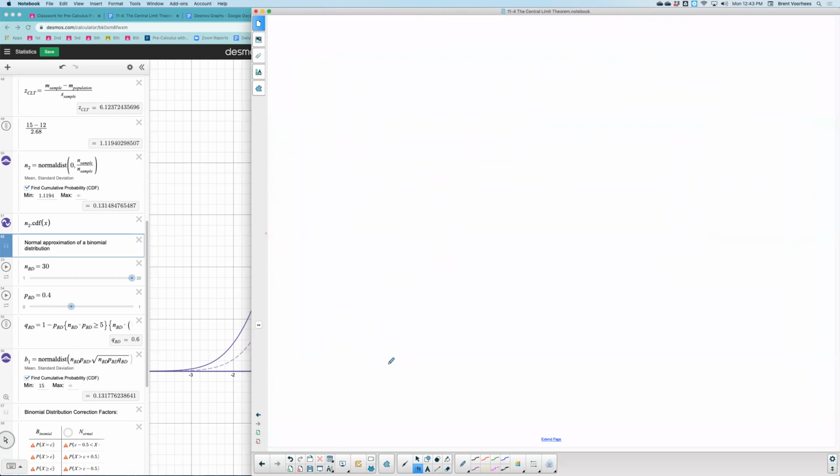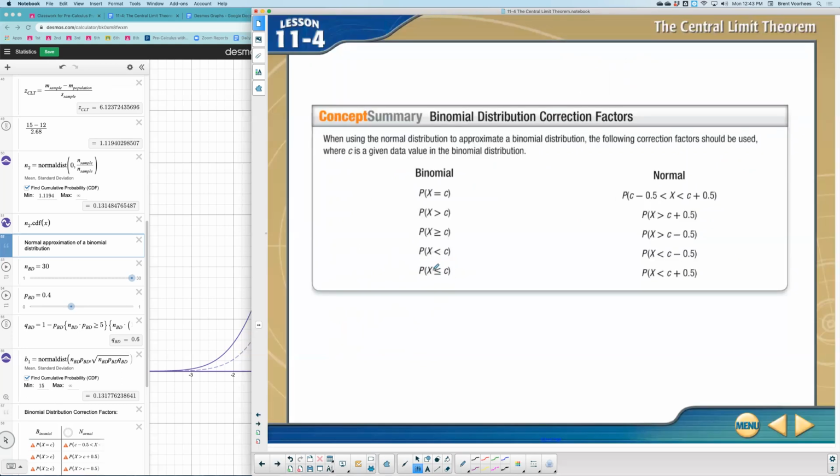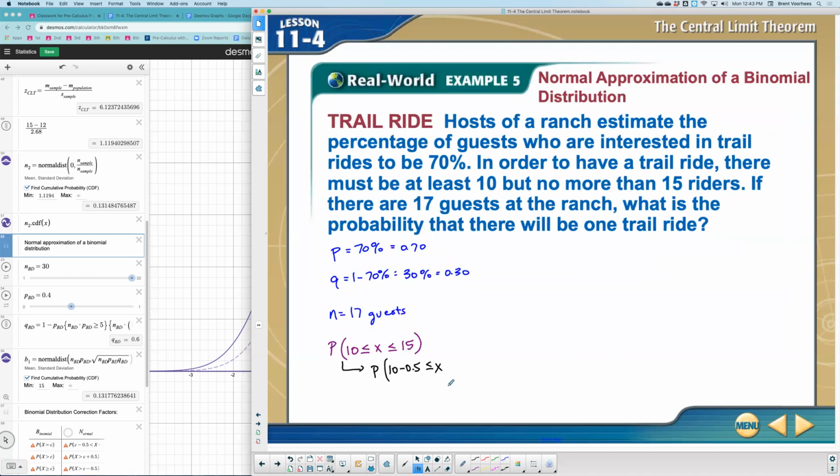And so let me go find that probability. What's the probability of being less than or equal to 15 is I would add a 0.5. So I need to add a 0.5 here. 15.5. So my actual probability, this is the correction factors.